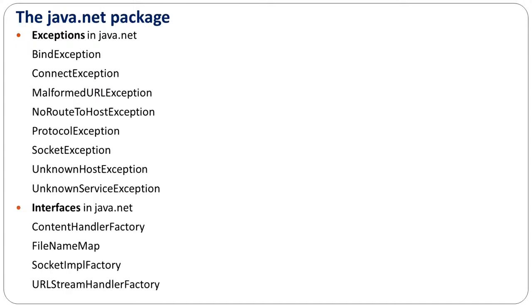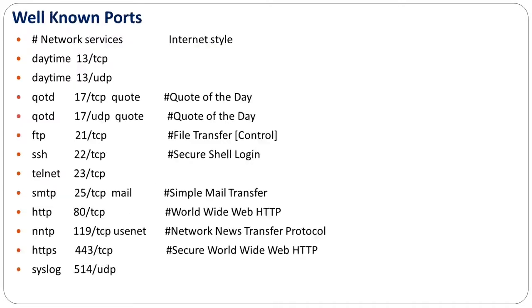Apart from these classes, there are other exceptions in java.net. Whenever a machine or IP address is not available, or the host is not available, then MalformedURLException and SocketException are thrown from the application. And there are certain interfaces that are used, like URLStreamHandlerFactory and SocketImplFactory.